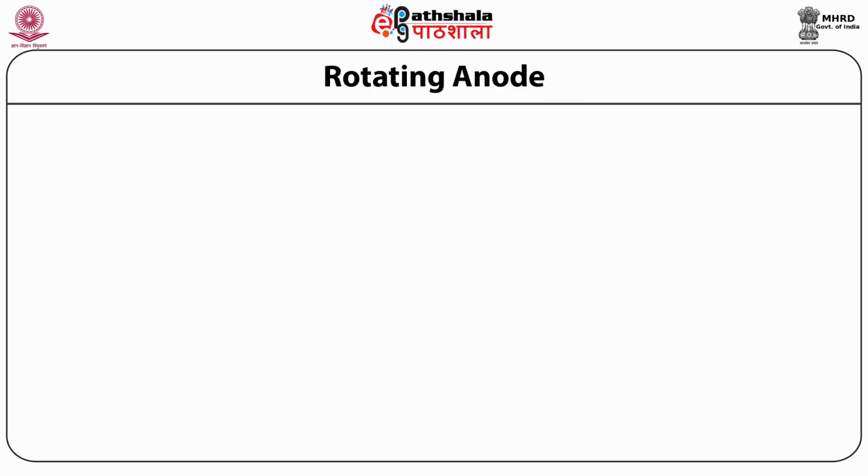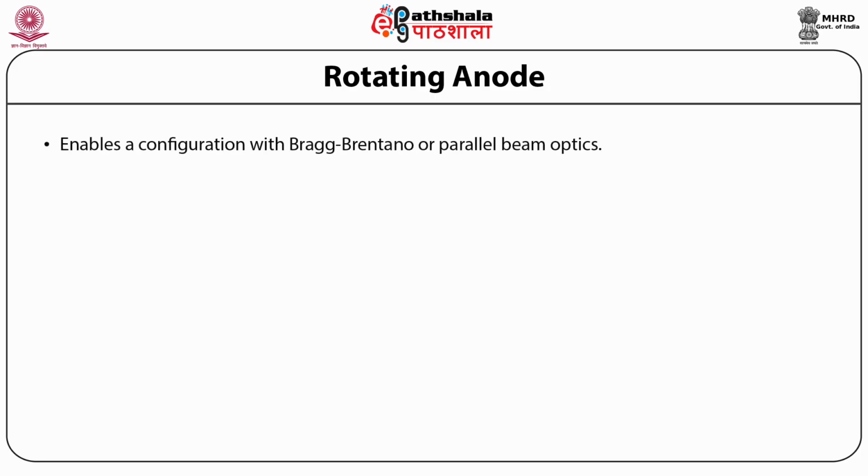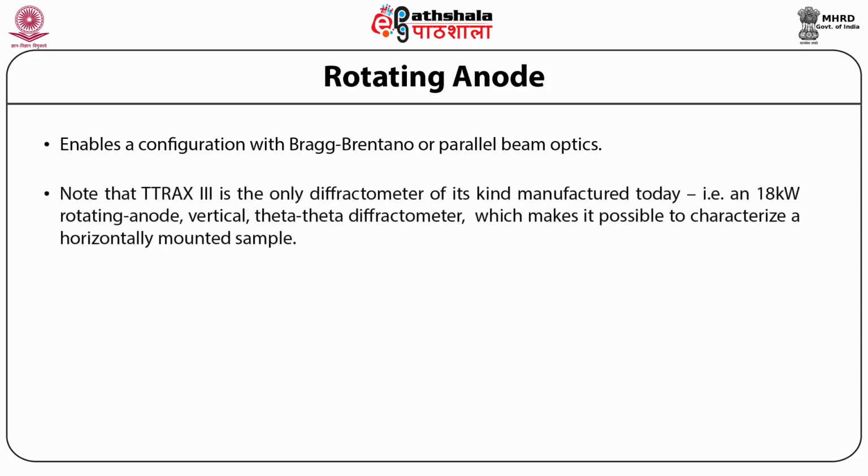Next is rotating anode. It enables a configuration with Bragg-Brentano or parallel beam optics. Note that TTRAX3 is the only diffractometer of its kind manufactured today.